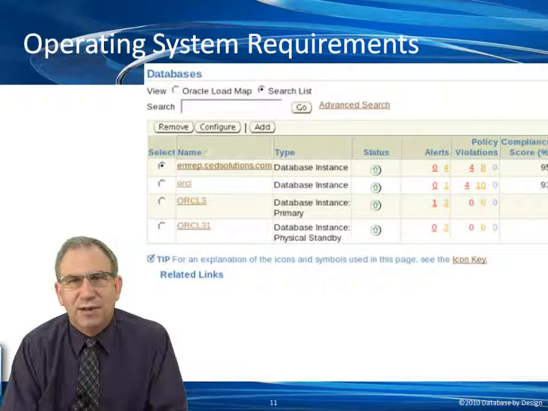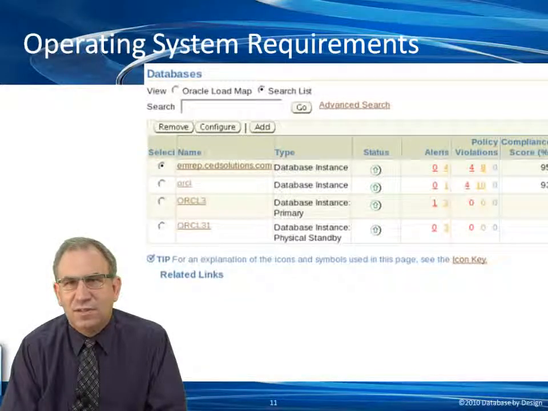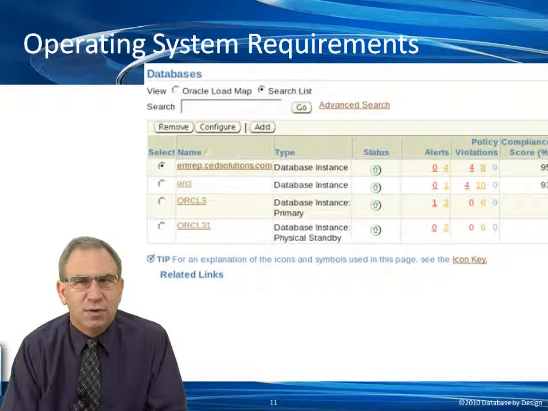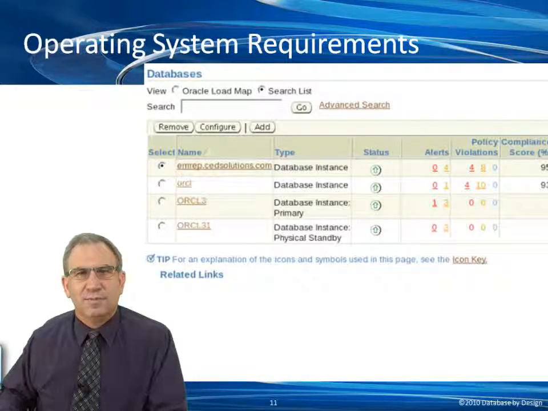So what we see here is, when we look at our Data Guard configuration, I can see that I have 2 databases. I've got my ORCL3, which is my primary database, and I have ORCL31, which is my physical standby database. Both of them are up, and they're basically both the same operating system, the same binaries. These are the exact same versions of the Oracle executables.